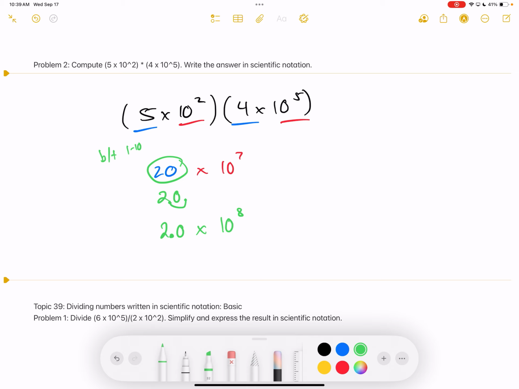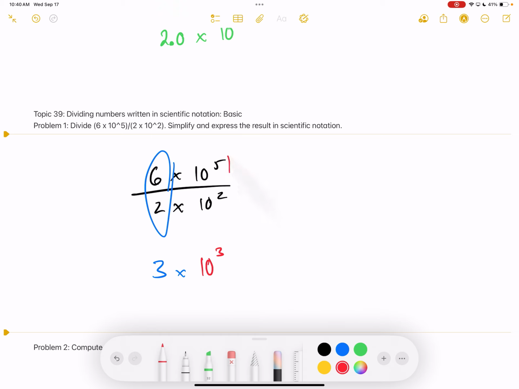All right, dividing now, kind of the same thing. Do the numbers first. Do this right here. 6 divided by 2 is 3. And then we subtract the exponents. Okay? So kind of just do them separately. And that one's good. We're good to go there.